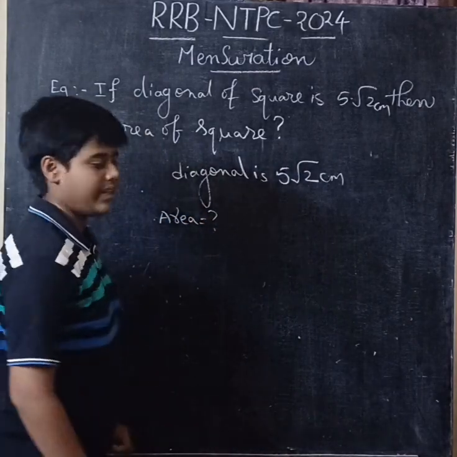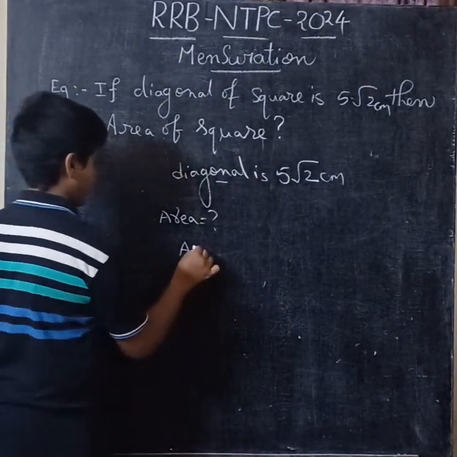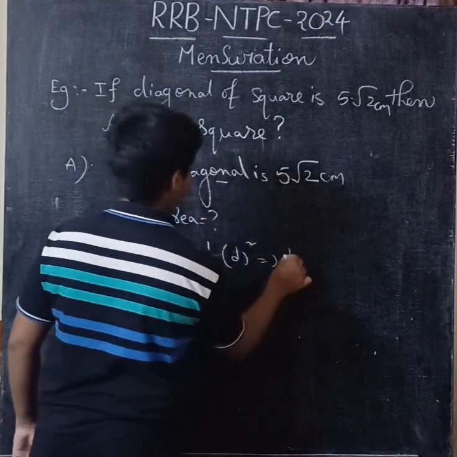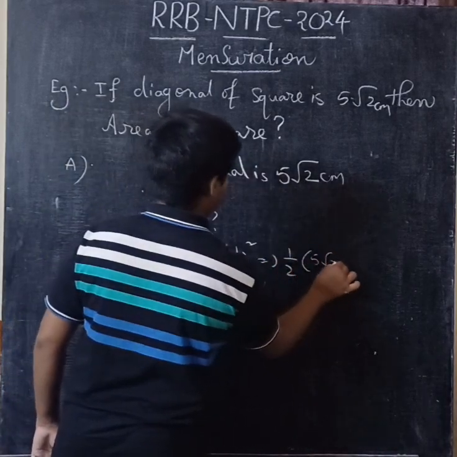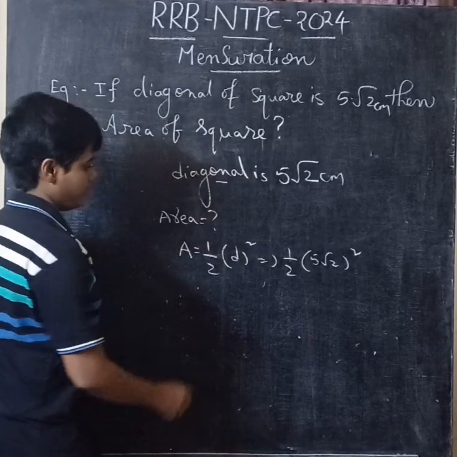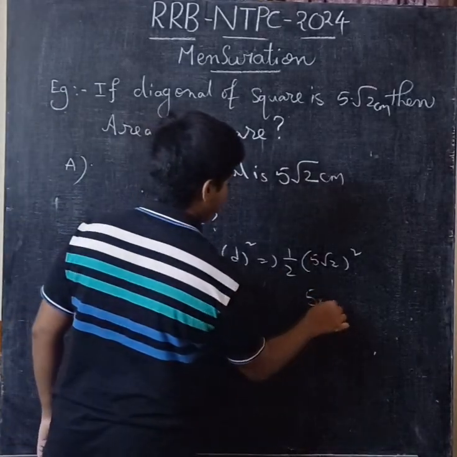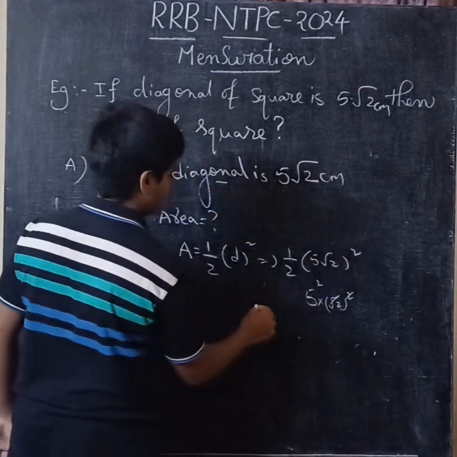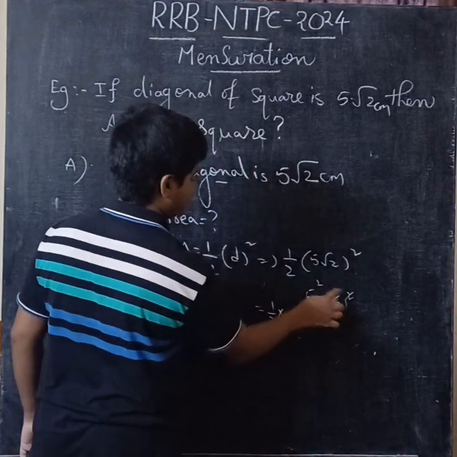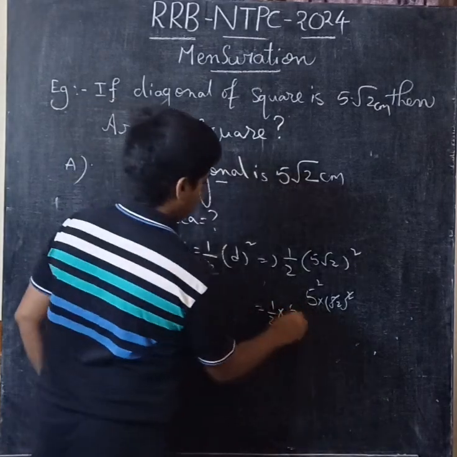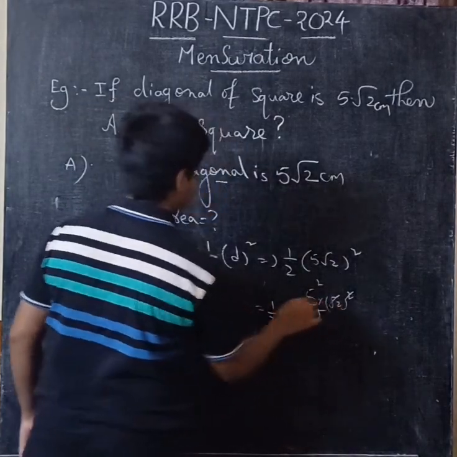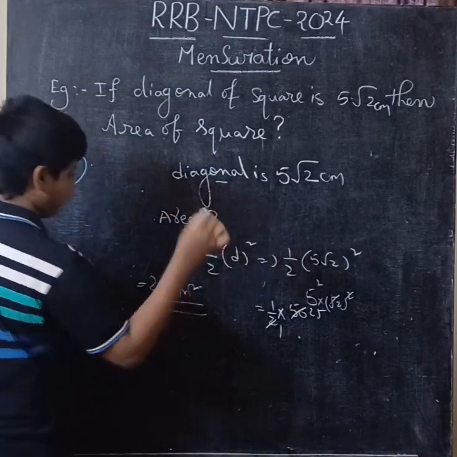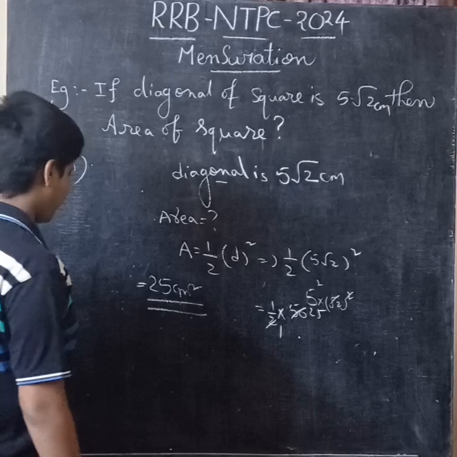So what is the formula of area when they give the diagonal? Area is equal to half into diagonal square. If you substitute the value, half into 5 root 2 whole square. This is split into 5 square into root 2 square. So the square gets cancelled. So half into 25 into 2 is 50. So 2 ones are 2, 25 twos are 50. So the area is 25 centimeters square. So this is the answer. Like this we can do.